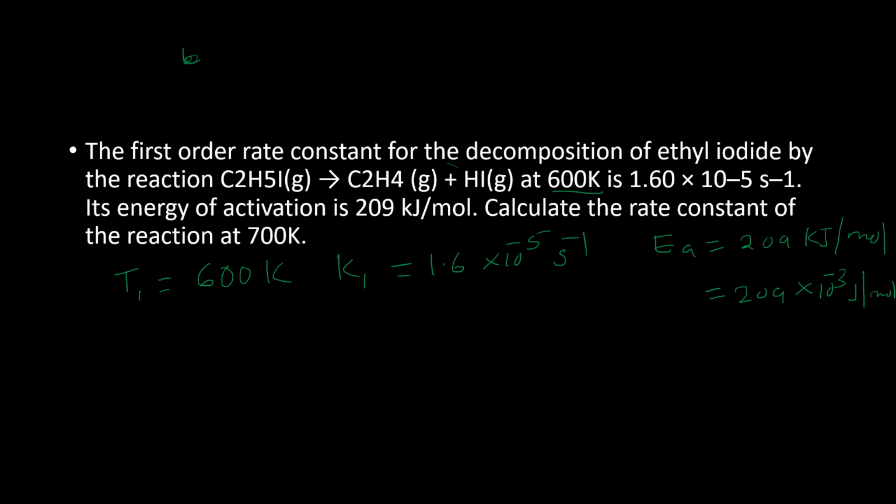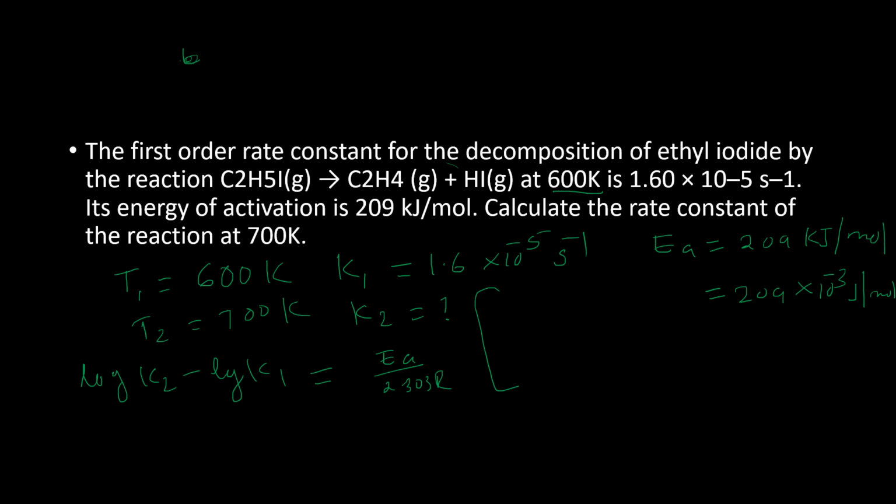Then T2 is given. T2 is equal to 700 Kelvin. We need to find the rate constant K2. So we need the Arrhenius equation for two different temperatures. We can write log K2 minus log K1 will be equal to Ea by 2.303 R into 1 by T1 minus 1 by T2, that is, T2 minus T1 divided by T1 T2.